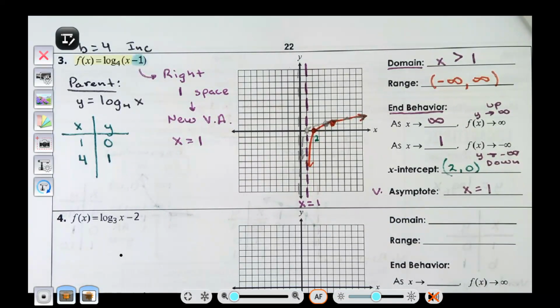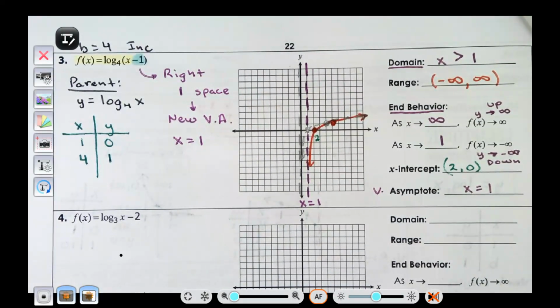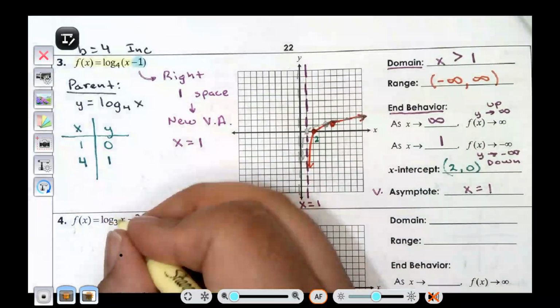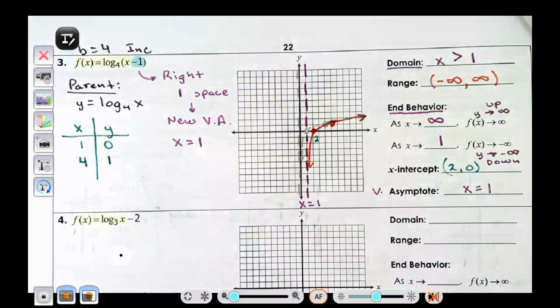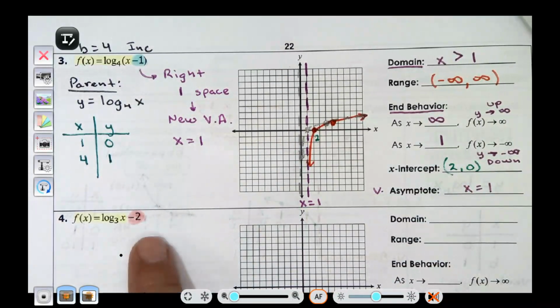All right. Now, look at number 4. Number 4 says f of x is equal to the log base 3 of x minus 2. Look at the big difference, though. When it comes to the parent, this is the parent function. What is new to this problem? The minus 2.